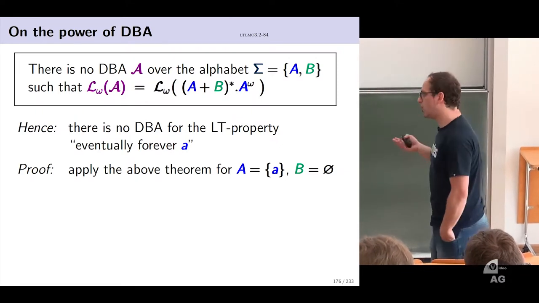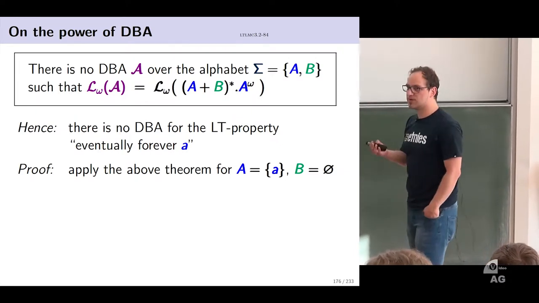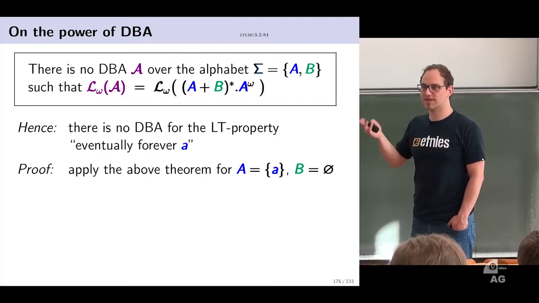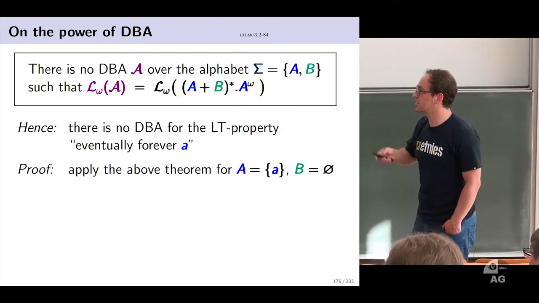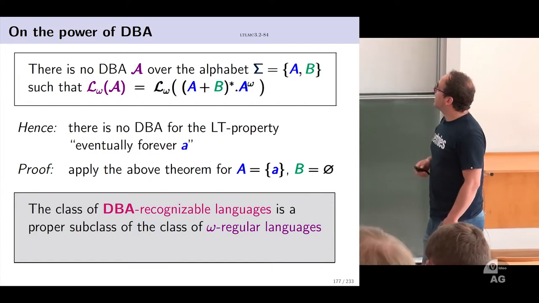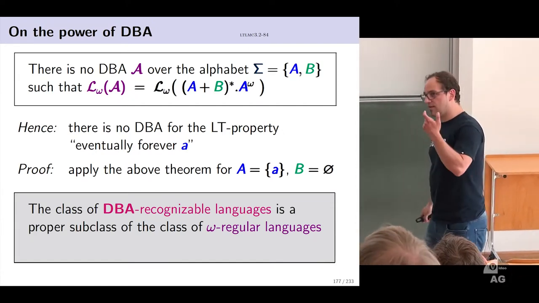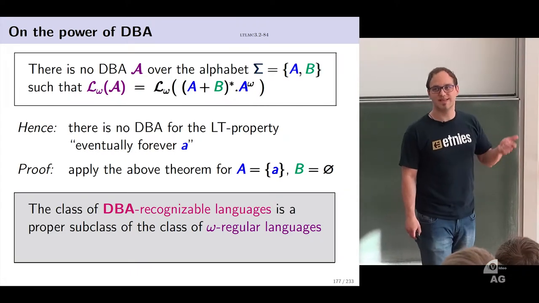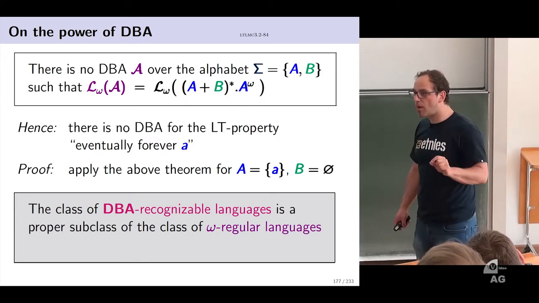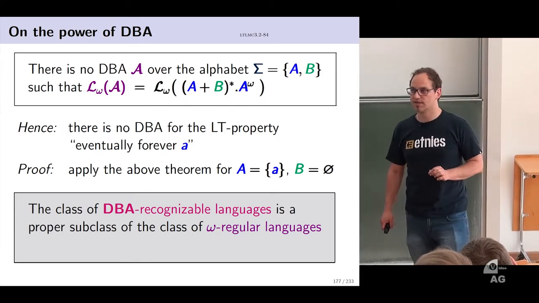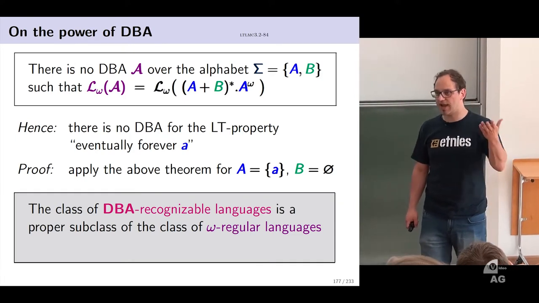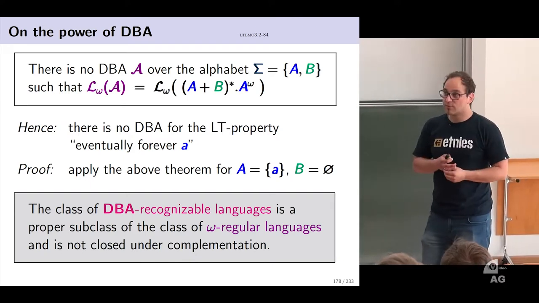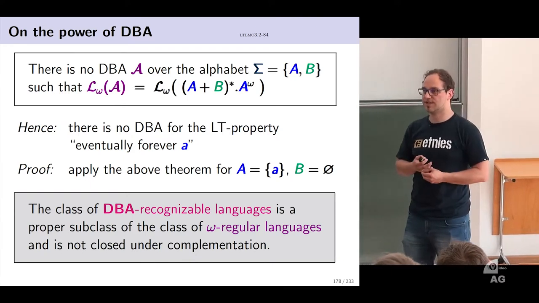Well, this is somewhat bad news because it means it's not easy to get a deterministic automaton, and sometimes it's not even possible to get a deterministic Büchi automaton for the same language. And I already stated this, if you look at the languages that you can recognize via some deterministic Büchi automaton, this is a proper subclass of the omega regular languages. It's not only a subclass, but it's really a proper subclass. There are omega regular languages that are not DBA recognizable. And we've seen on the previous slide, it's also not closed under complementation.